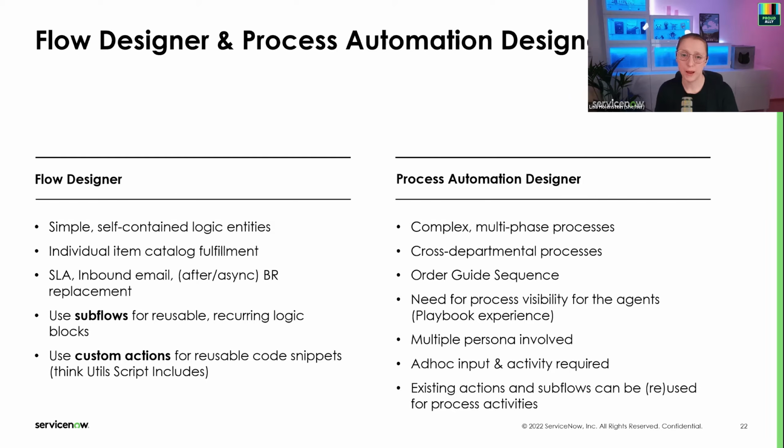You should use PAD when you come to complex processes. So anything that will span multiple departments or phases, or even involve multiple personas. Being able to surface the process to the agents with a playbook can be a major factor, since it eases the need for training and enablement to allow the agents to fully work the process end to end. Optional activities and flow data allow for ad hoc input and activities at process runtime. So for example, additional subtasks, etc.